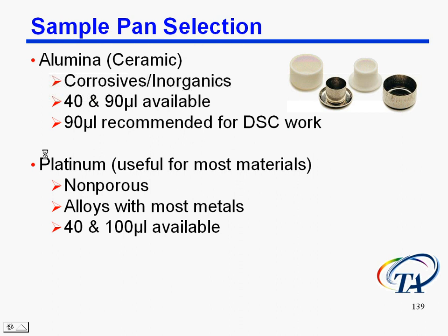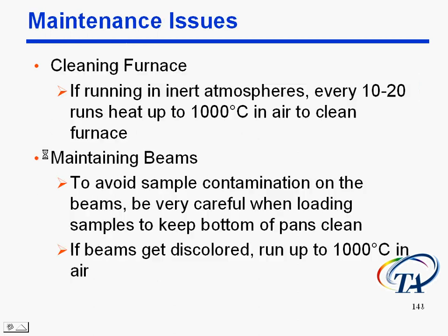Maintenance issues: cleaning the furnace. If you're running all your samples in something like nitrogen or argon, an inert atmosphere, every 10 to 20 runs you should heat up to about 1,000 degrees in air to clean the furnace. Then you can hook that up to the secondary furnace so you don't get air in your balance.